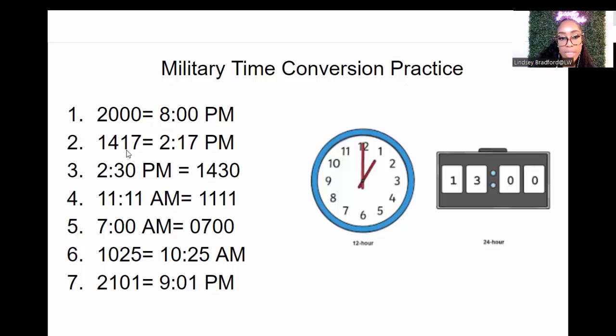1417. 1417 would be 2:17 p.m. So as we look at 1417, that's going to be 2:17. So we know that the hand is going to go this way. Okay.